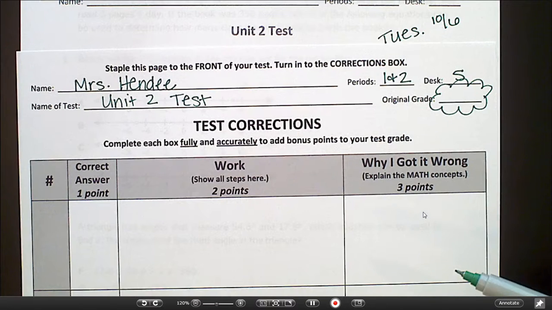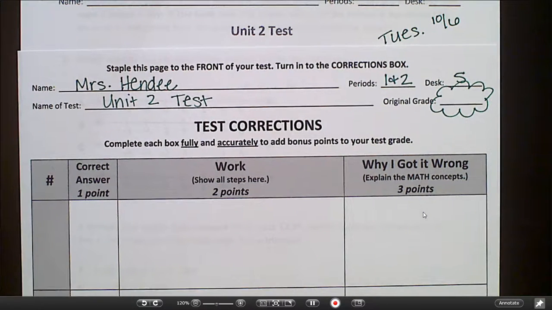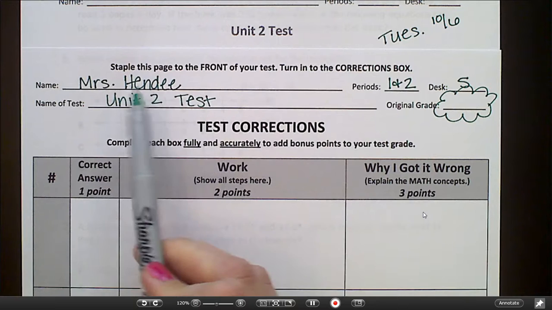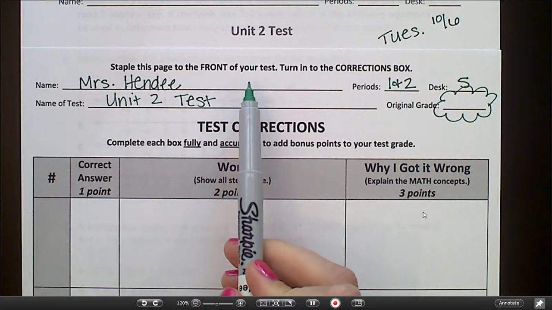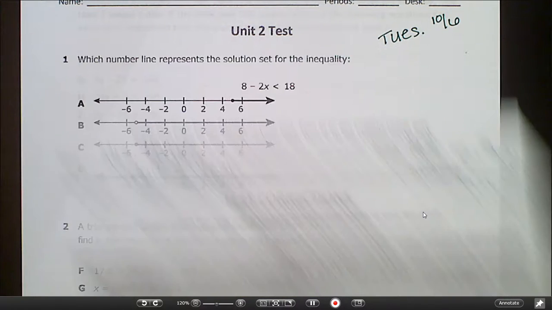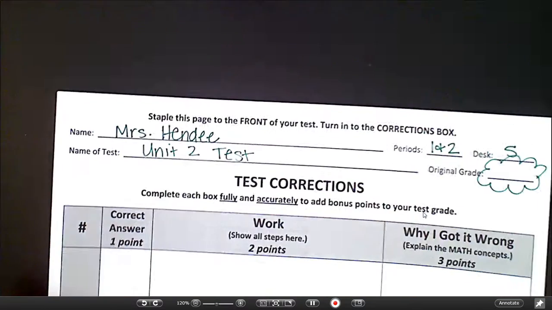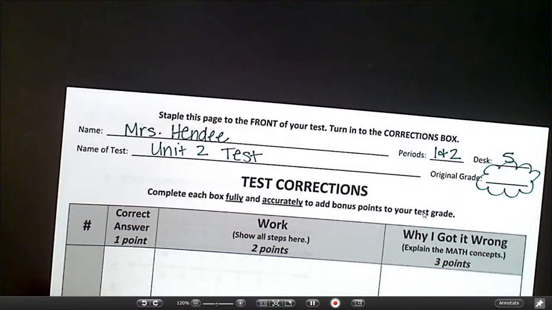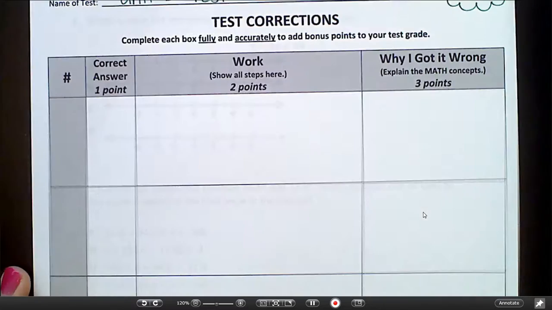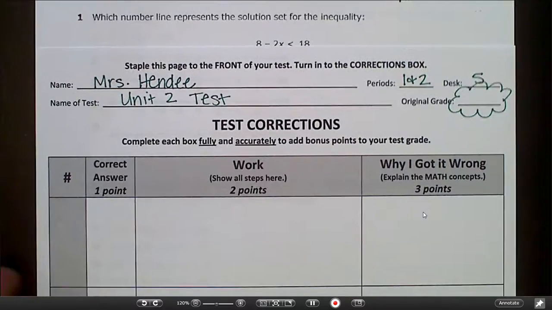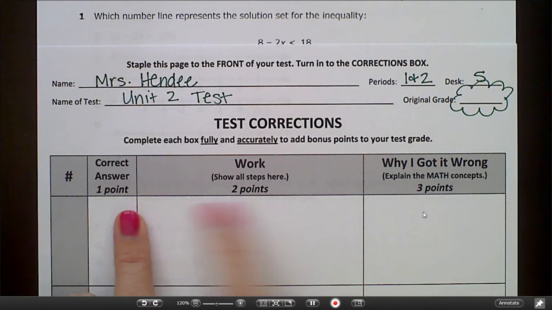Now I've altered this test correction sheet just a little bit. First of all, a reminder up at the top to staple this to the front of your test and put it in the corrections box. So if this is my test, I'm just going to take this paper and staple it on top right up here and turn it into the corrections box. You're also going to see another change. I've actually given you the number of points that each box is worth.